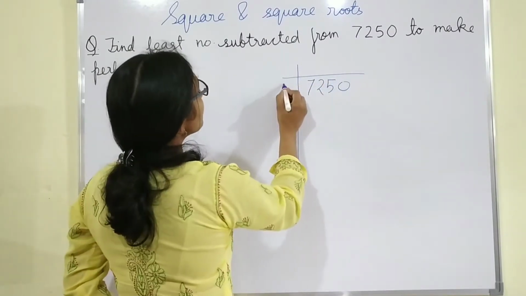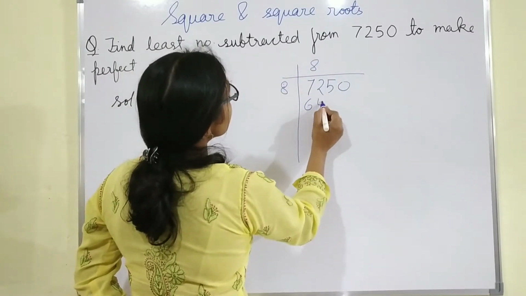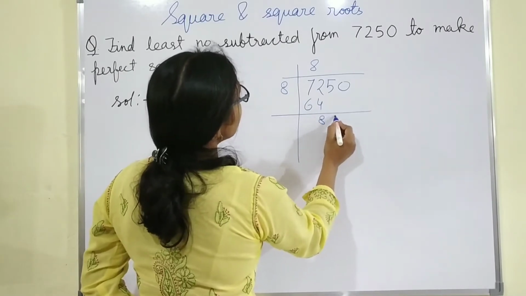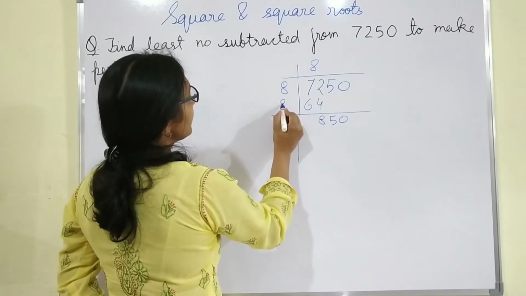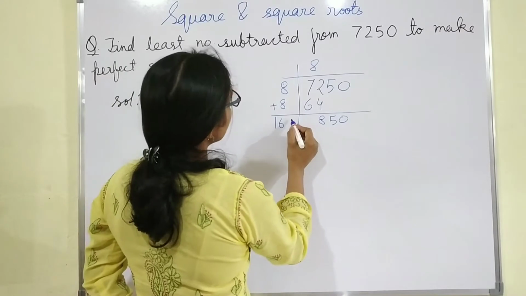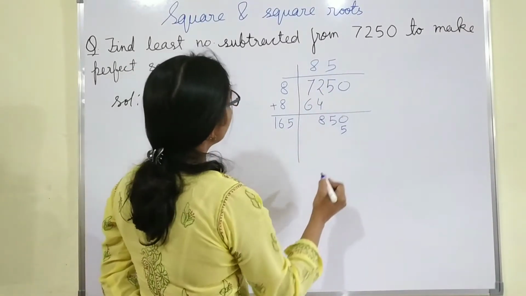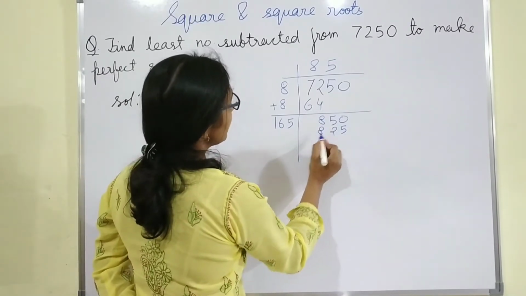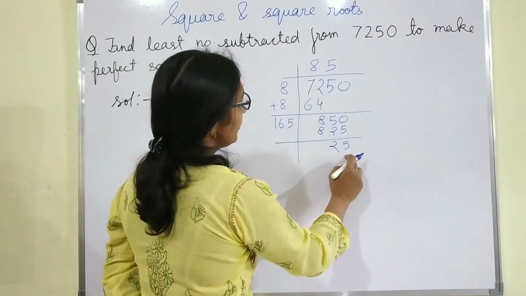Okay. So 8 8s are 64. 8 5 0. 8. 16. 5 5s are 25, 5 6s are 30, 32, 5 1s are 5, 6, 7, 8. So the remainder here is 25.